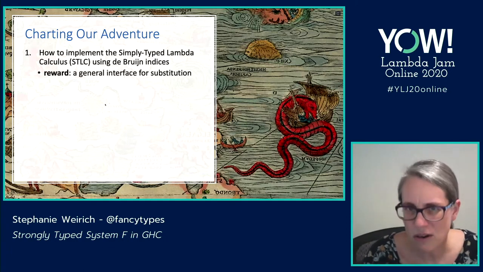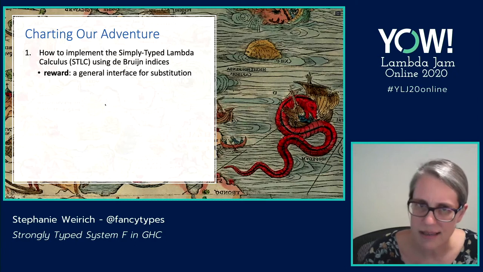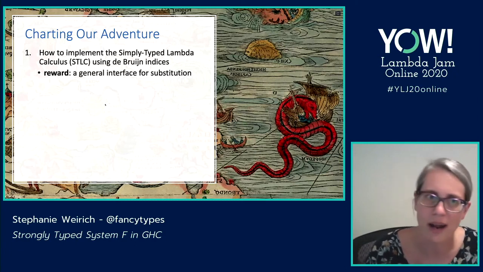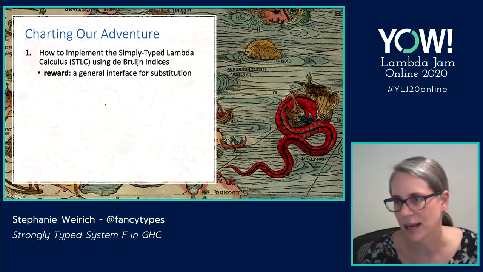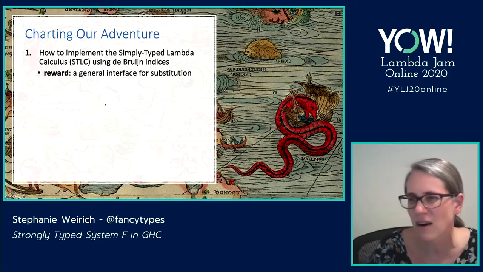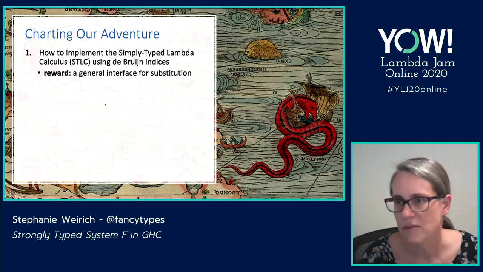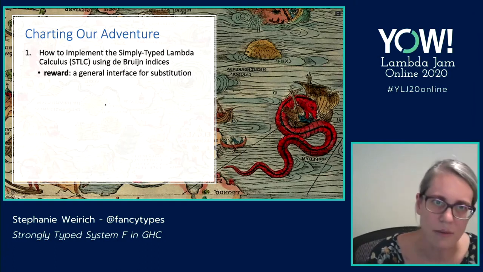I'm going to start with just a simpler version. We're not going to do System F all at once. We're going to start with a smaller dragon, which is the simply typed lambda calculus. And we're going to use this technique called de Bruijn indices to represent the variables of this simpler language.